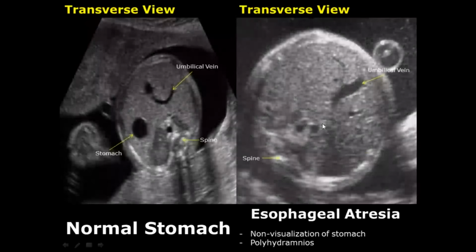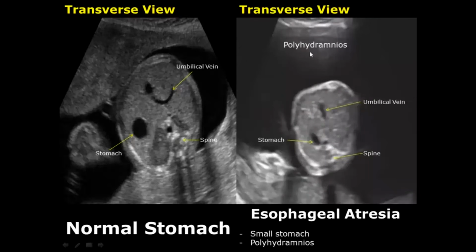Esophageal atresia is a birth defect in which the esophagus does not develop properly, which leads to obstruction at the level of the esophagus. Now, due to this obstruction, the stomach does not fill with amniotic fluid. That is why we may not even see the stomach. Usually this condition is associated with polyhydramnios because of improper swallowing of amniotic fluid. There is a large accumulation of amniotic fluid around the fetus.